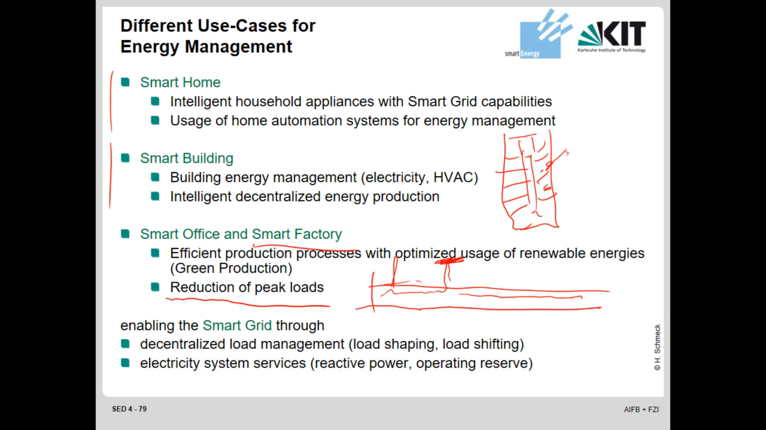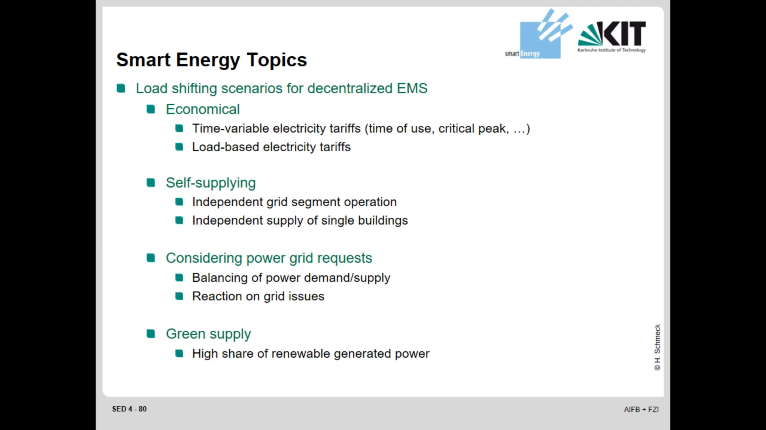And then there are more things. There are electricity system services, so providing reactive power for stabilizing the voltage, and providing operating reserve power, like, as I said, primary control and so on. So there are lots of use cases which have to be looked at, where you need intelligent systems to manage that. Topics, I've mentioned quite a few. Economical topics, we have the time-varying tariffs.